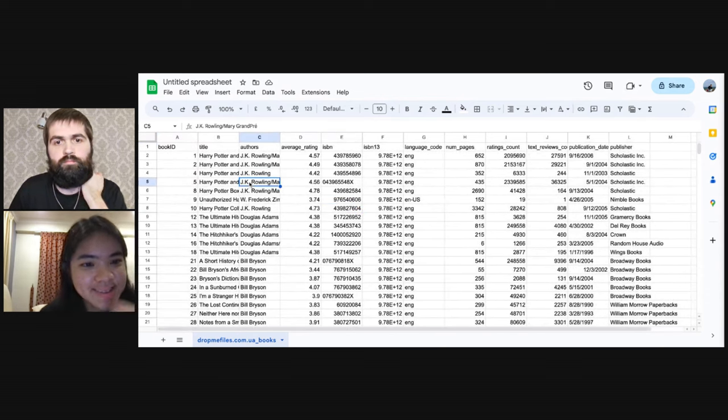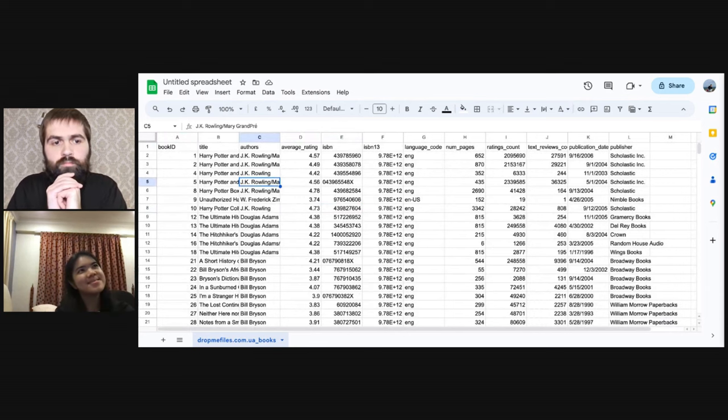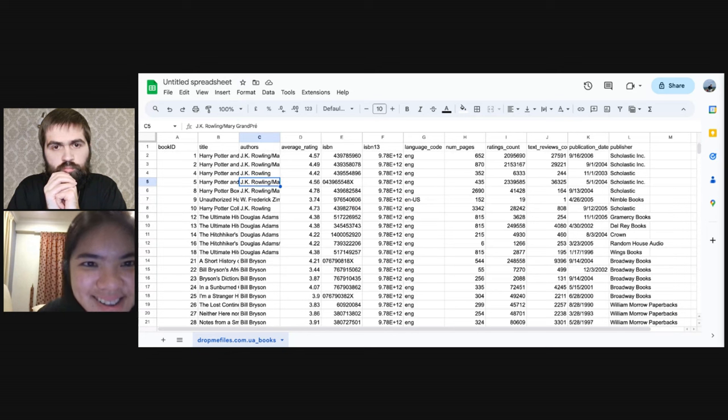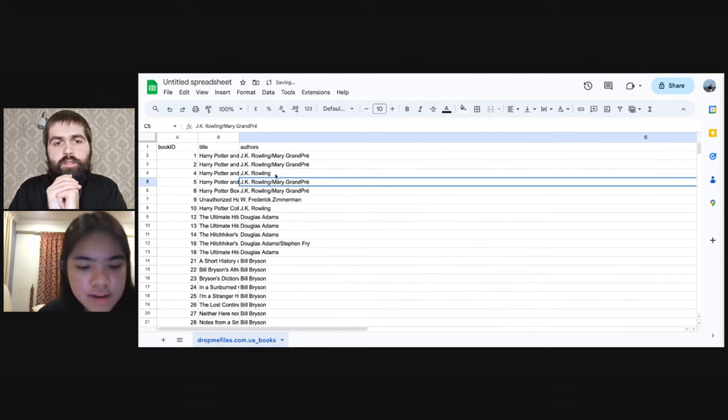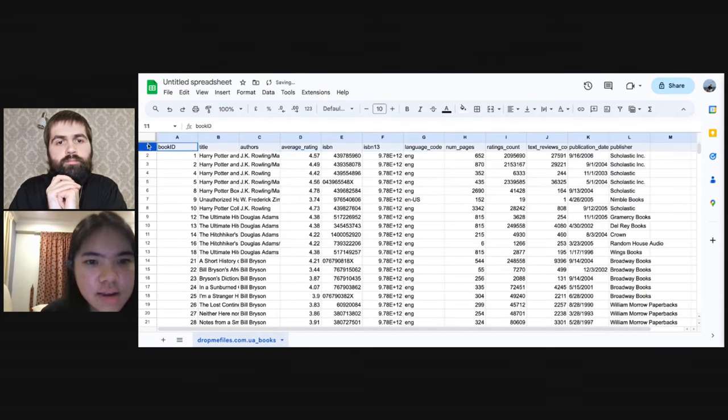Authors with the highest ratings. Wait, the authors? Wait, is the author... It's the same as we did previously with the SQL. So with the highest average ratings. So we need all authors that had the highest average ratings. Yeah.